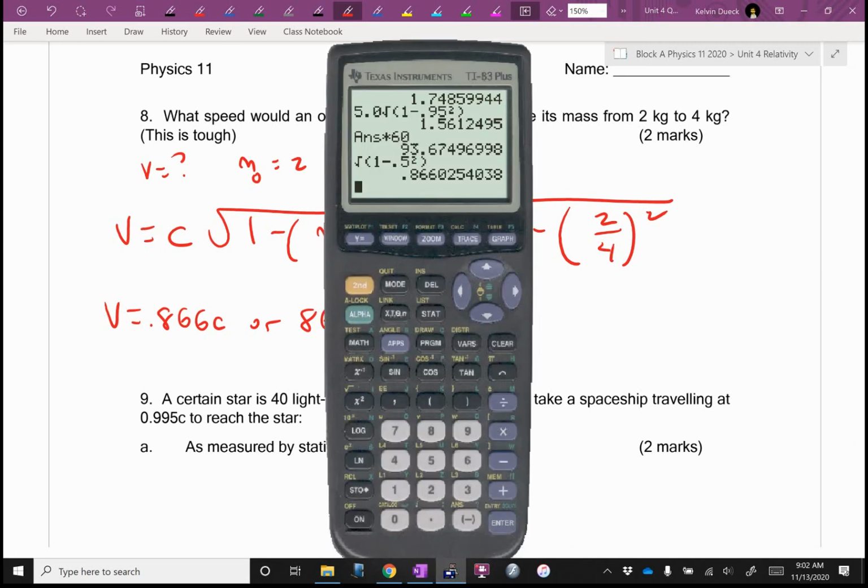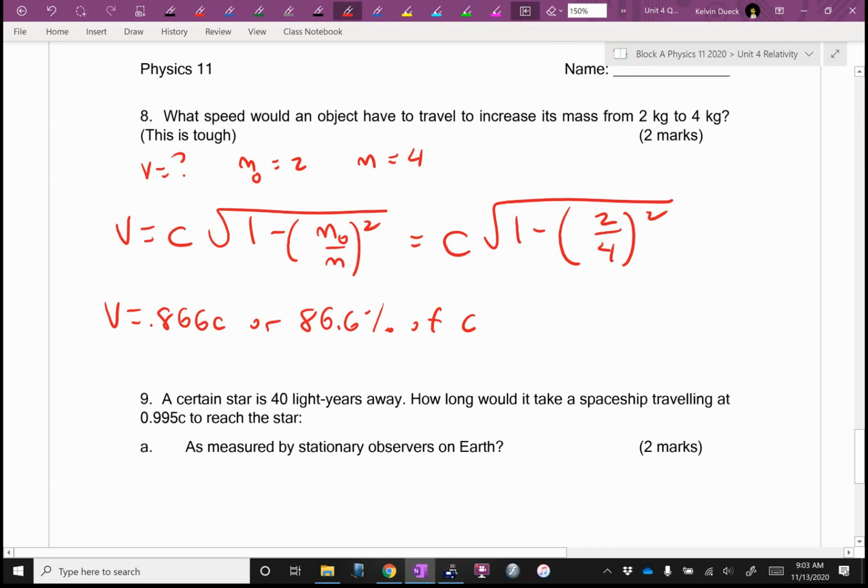How would I convert that to meters per second? Well, I would multiply by c, which is 3 times 10 to the 8th. That gives 2.598. A good place to round off is probably after the 8, where there's a 0. So 2.598 times 10 to the 8th meters per second.